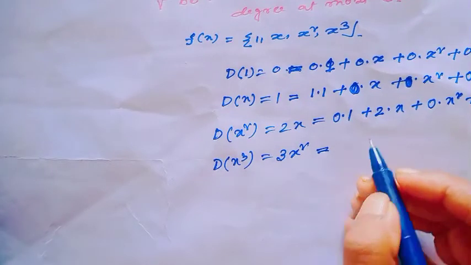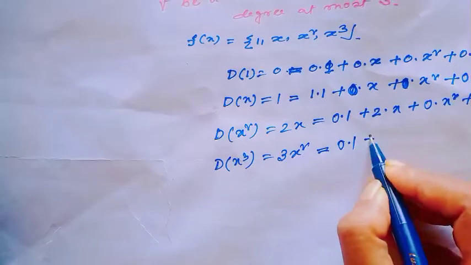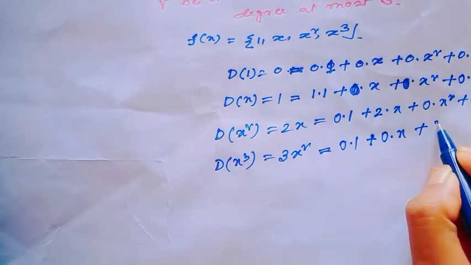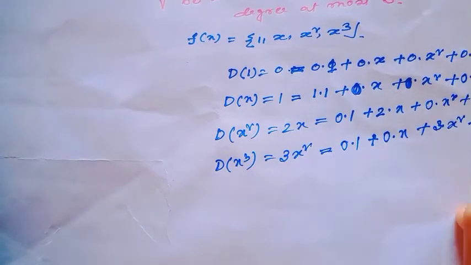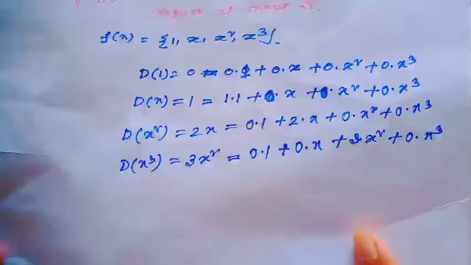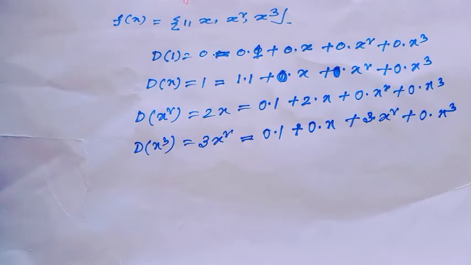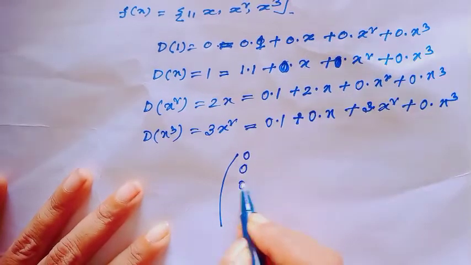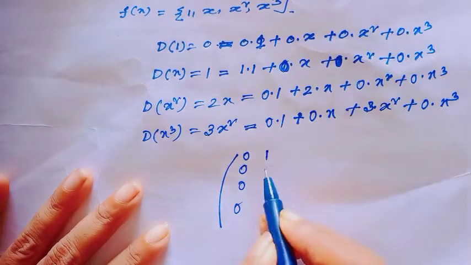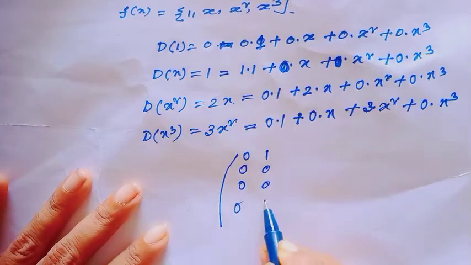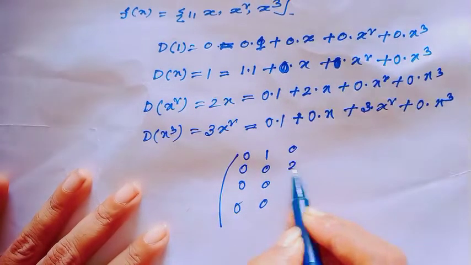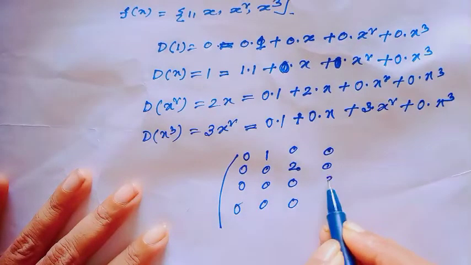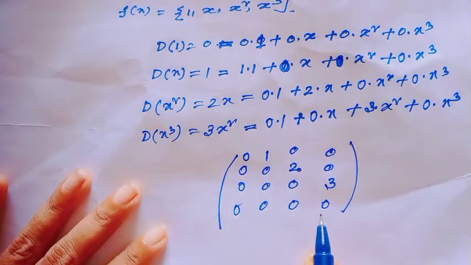And D of x cube would be 3x square, which is equal to 0·1 plus 0·x plus 3·x square plus 0·x cube. Are you getting? Therefore, the matrix representation would be 0, 0, 0, 0, 1, 0, 0, 0, 0, 2, 0, 0, 0, 0, 3, 0. This is the matrix representation.